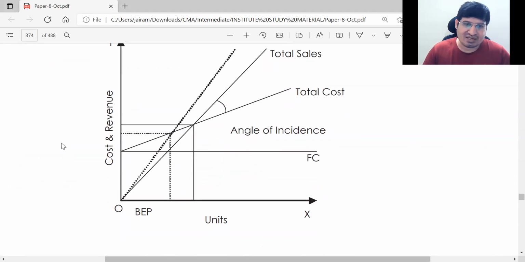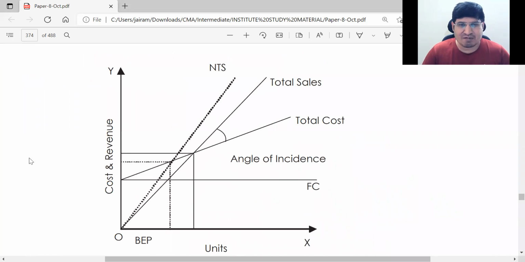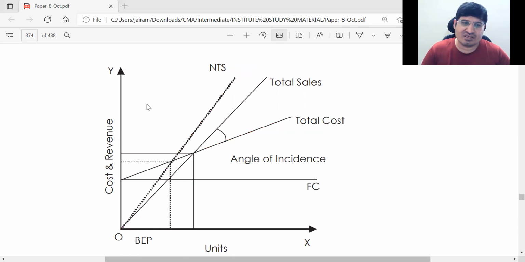Okay, वो ये डिपेक्ट करता है. And then the second one is increase in sales due to increase in selling price. ये भी मैंने आपको बताया first वाले से, correct? NTS is new total sales line. So if your per unit price is increased, then आपका क्या होगा? ये line थोड़ा यहाँ से आएगा. It will come a little bit above your current line. जैसे मैंने आपको बताया था, from here is the intersection point now. This is the sales line and this is the cost line. ठीक है? That's why it increases.